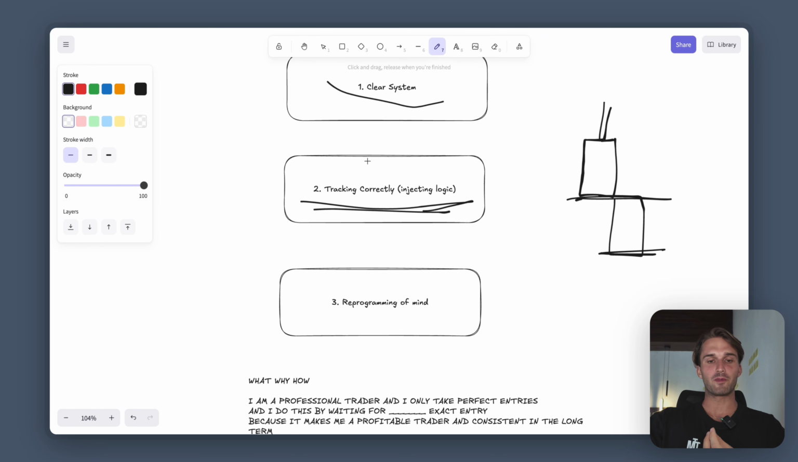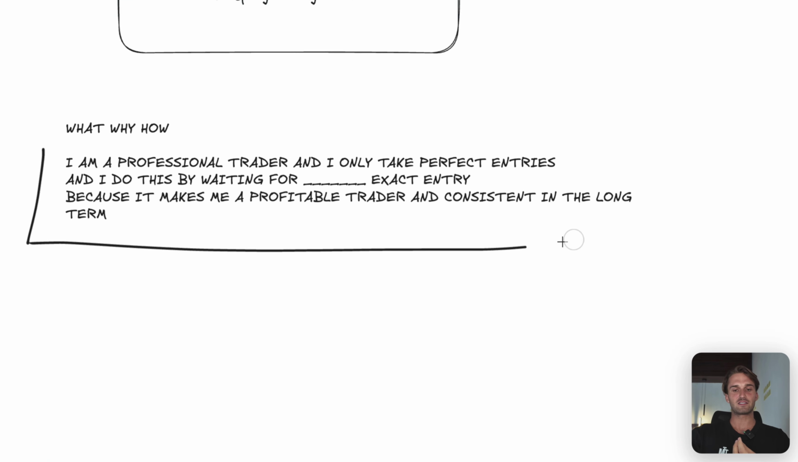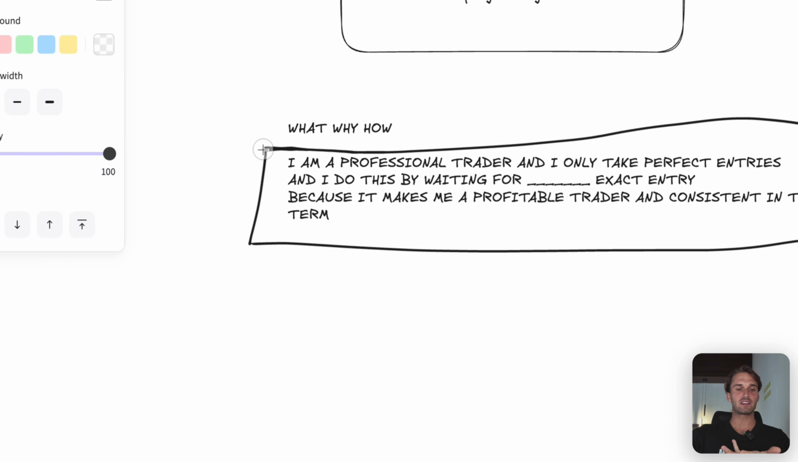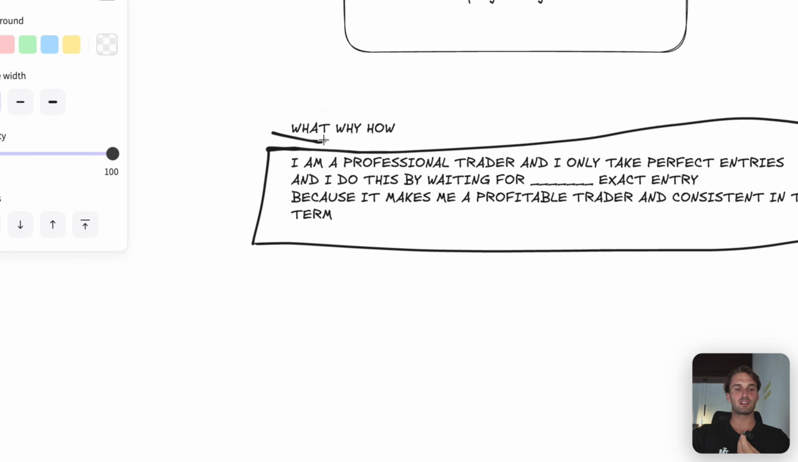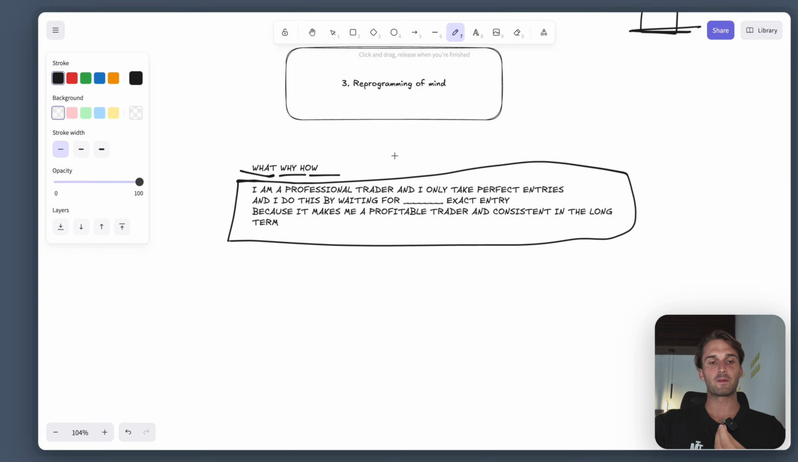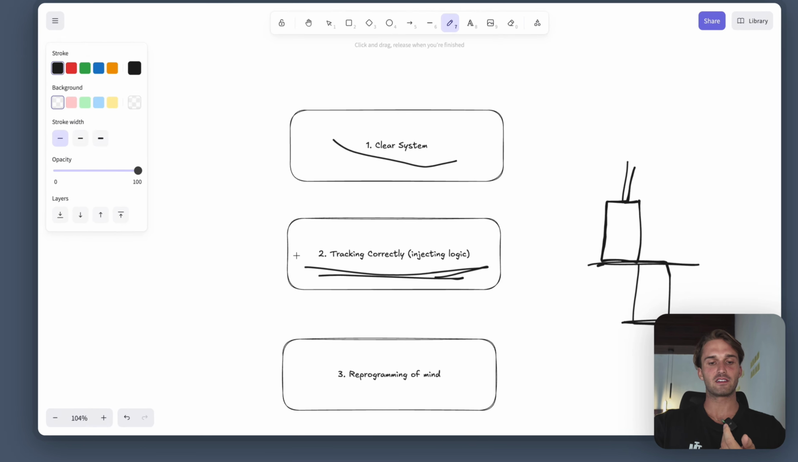And then you want to reprogram your mind, which is this right here. You can remake it the way you want, but you essentially just need a what, a why, and a how. And that is all feeding into these other things.